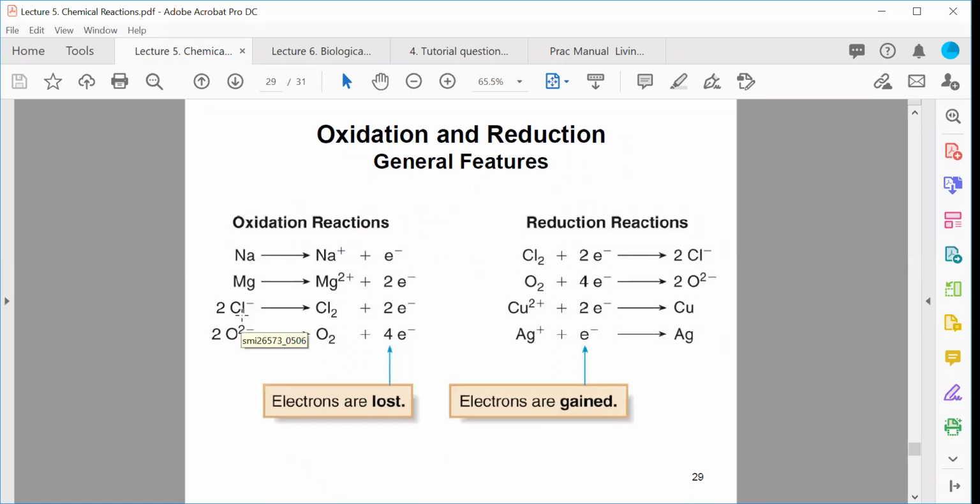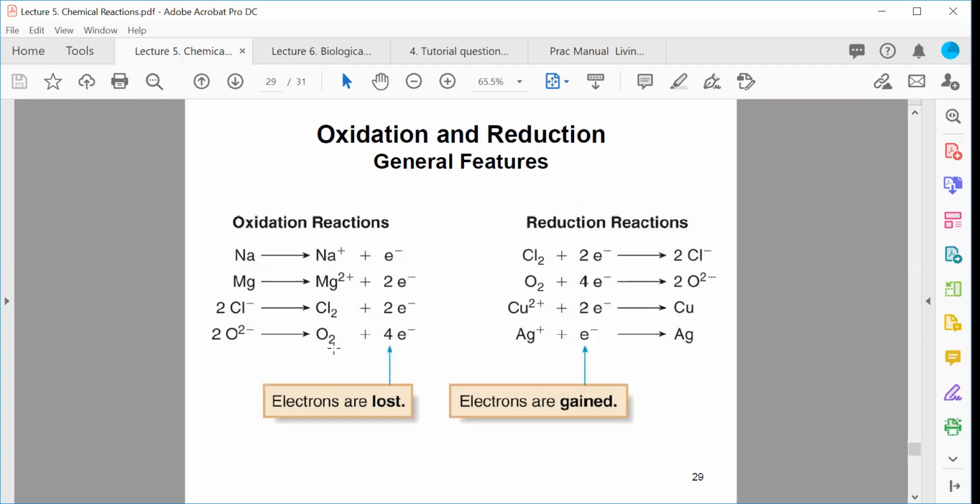All right, what do we have here? Group 7A, group 6A anions. Yeah, they also tend to be oxidized. As you can see here, loss of 2 electrons because we started with 2 chlorides, loss of 4 electrons because we started with 2 oxides.